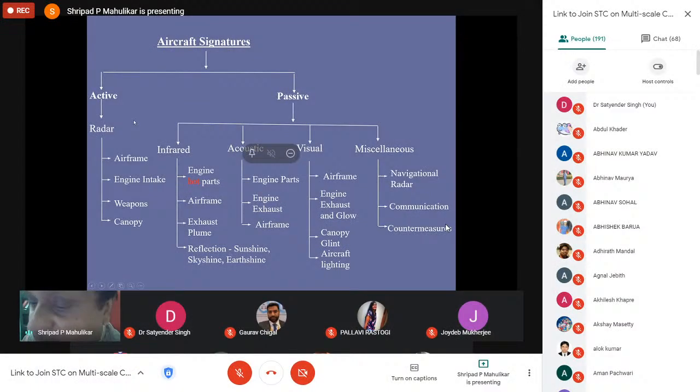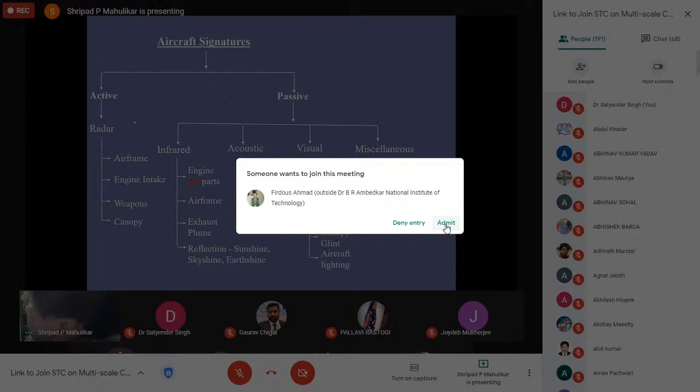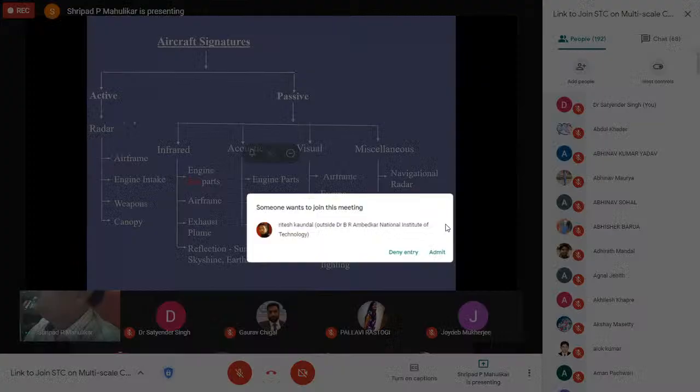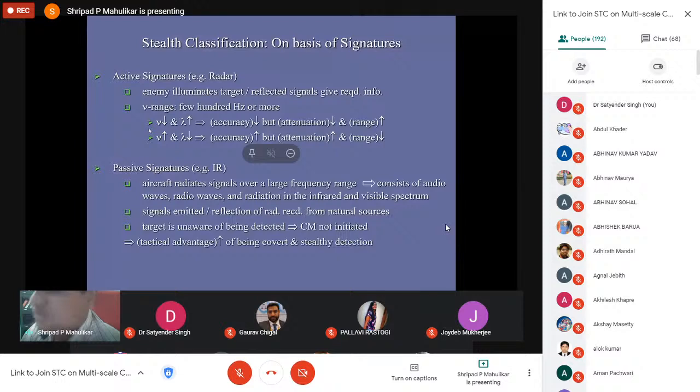Fine. Is that okay? Yeah. Thanks, sir. Any other query? If no query, then we'll go to the next slide on stealth classification based on signatures.